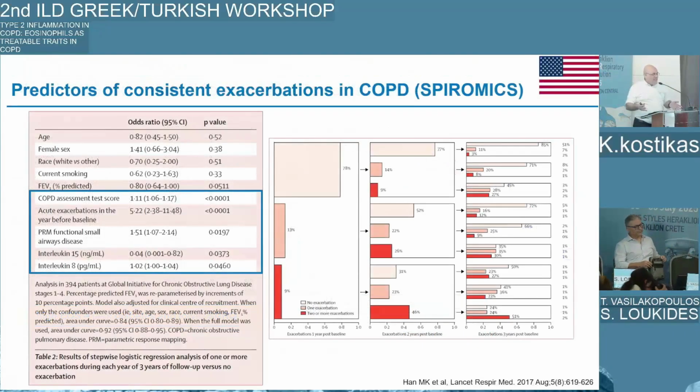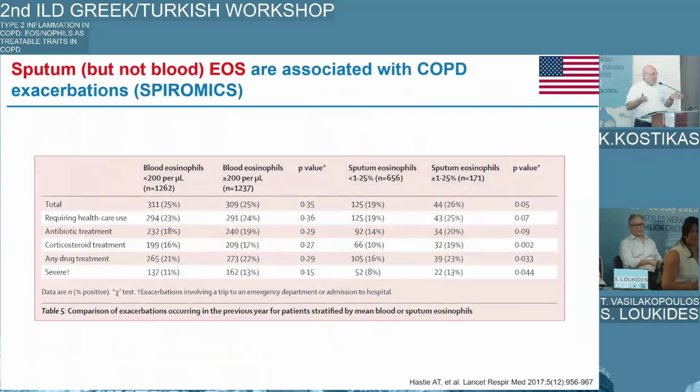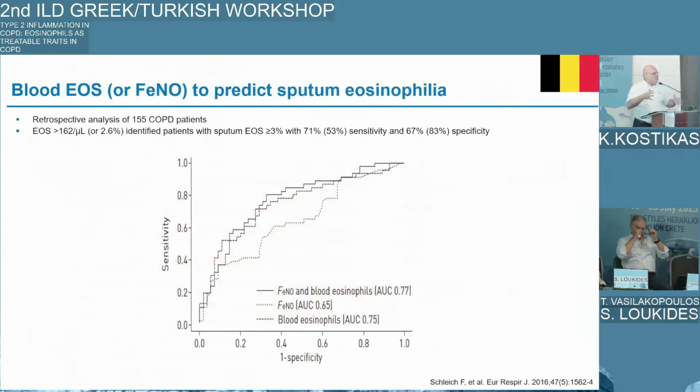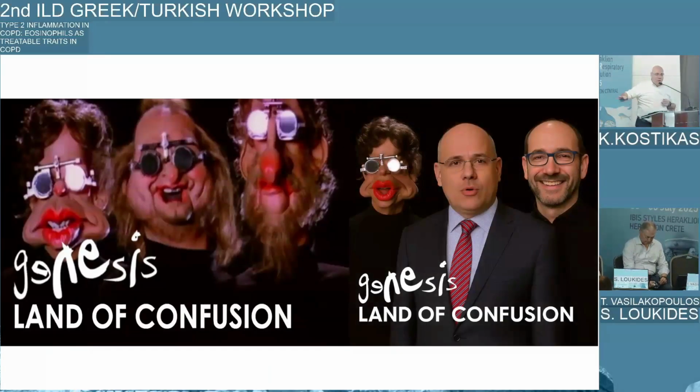So we have data, and also from the US, because you didn't show the SPIROMICS data that have a list of predictors of consistent exacerbations, but not blood eosinophils there. And the additional thing is that if you go back to the UK, it's a predictor of exacerbations in ex-smokers, not in current smokers. Last but not least, sputum eosinophils are much better than blood eosinophils, and these two things are not really related to one another very strongly. There is an association, but this is not 100%. So based on all of that, I think that you and I have driven everybody to the land of confusion, and if you see any resemblance with Phil Collins and Mike Rutherford, it could have been like that.